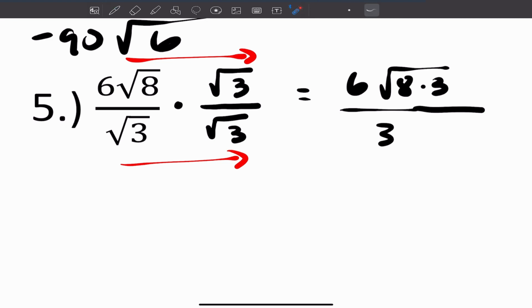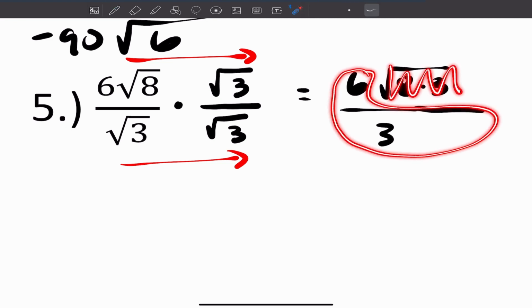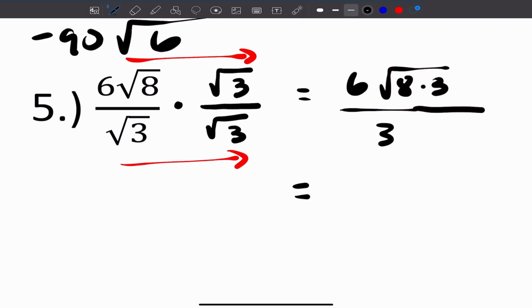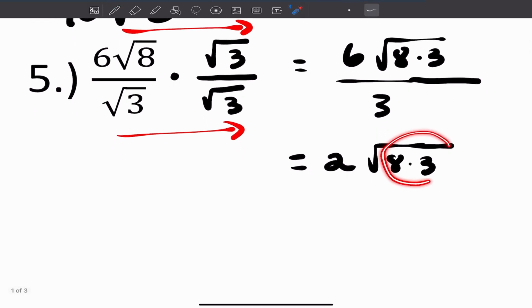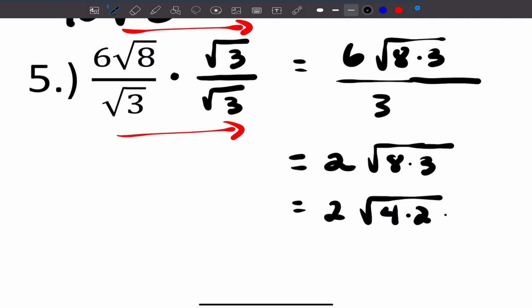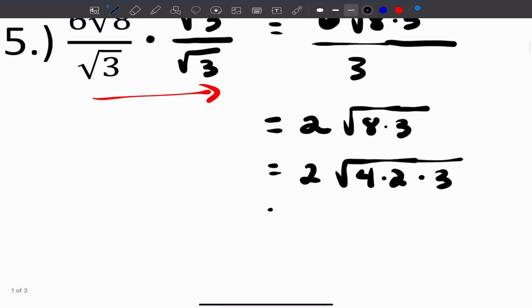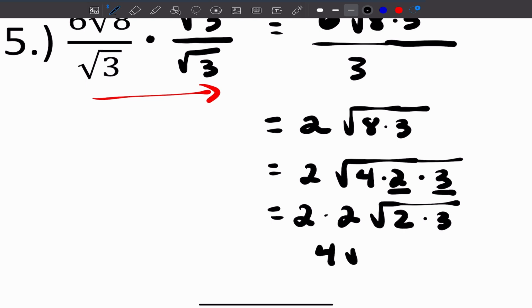Notice that if I were to ignore this, we have 6 divided by 3. So I can go ahead and simplify the fraction. That's just going to be 2 root 8 root 3. So now I need to simplify this, which is 2 root 4 times 2 root 3. Well, the square root of 4 is 2. 2 goes on the outside of the radical. So 2 times 2 root 2 times 3. So 4 root 6. That's your answer.